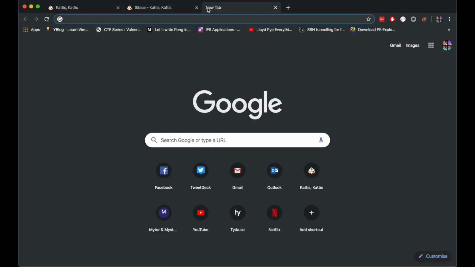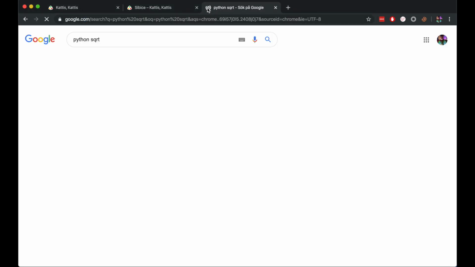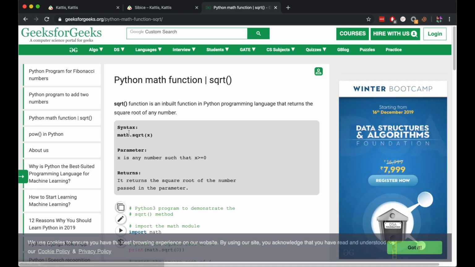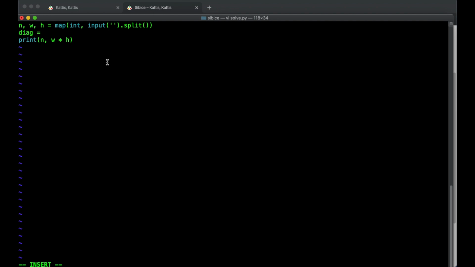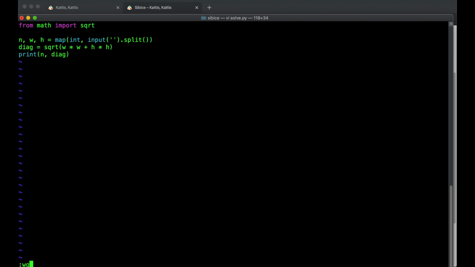So, how do you calculate square root in Python? Math. Okay, we have to use math to get square root. Import the math library. So that should be first. From math, import square root. Square root of what? Well, the Pythagoras formula says width squared plus height squared. So let's just print the diagonal. See if that works. And I want the width and height too.